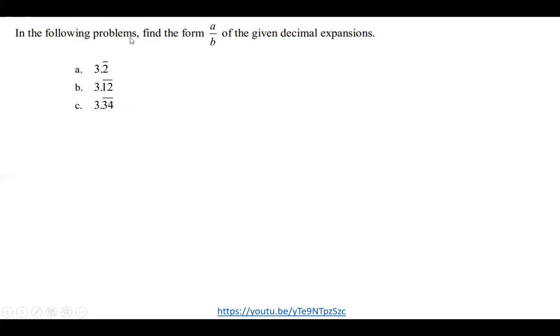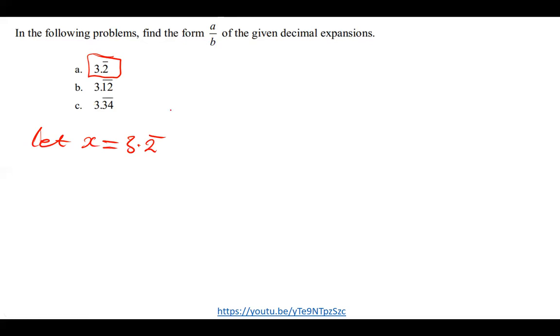this question here. In the following problems, find the form A/B of the given decimal expansions. So in other words, they are telling you to express 3.2 bar in the form A/B. They are telling you to express this as a fraction. So the first step when you're expressing that as a fraction, you say let x be equal to 3.2 bar. That's what you have to do.